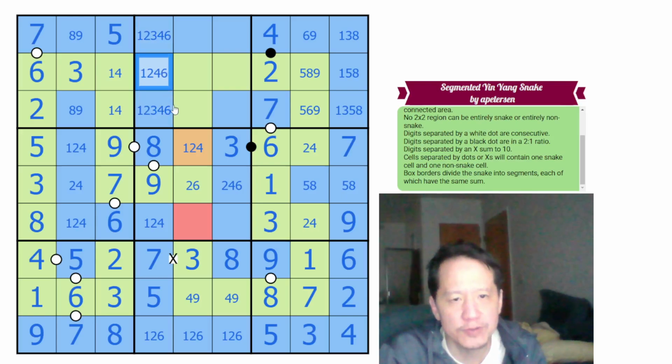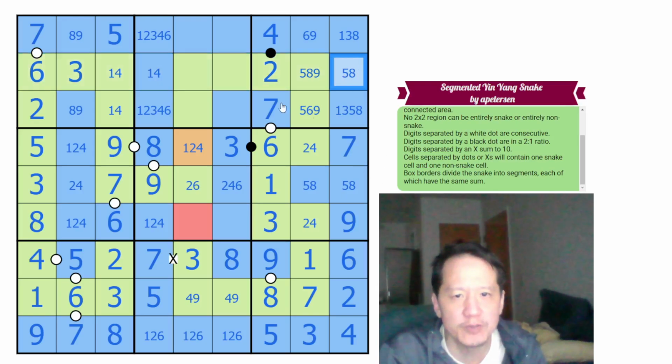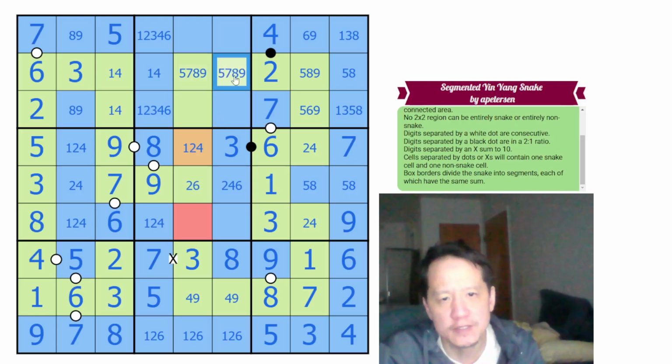This can't be 3 or 2 or 6, so we have a 1, 4, 1, 4 pair in row 2, which eliminates 1 and 4 from the rest of the row. So this can't be 1. The remaining digits are 5, 7, 8, and 9, and this can't be 8.